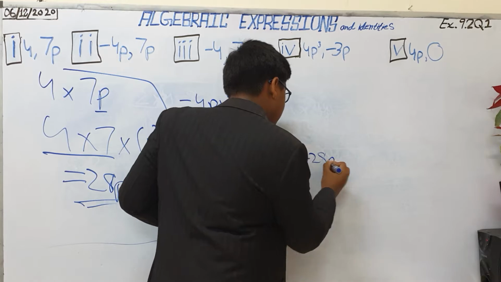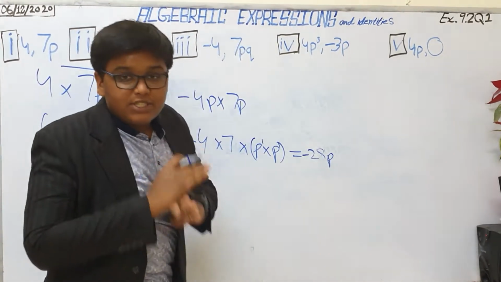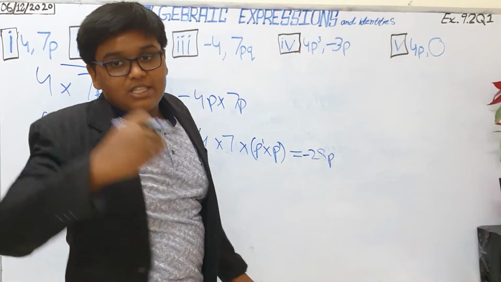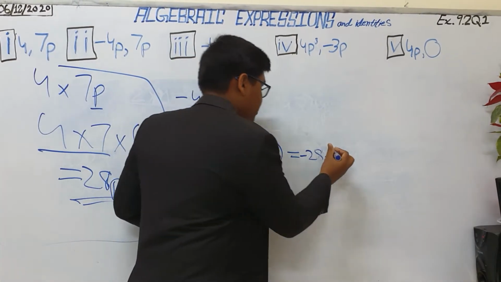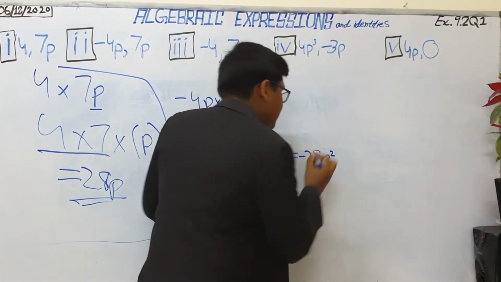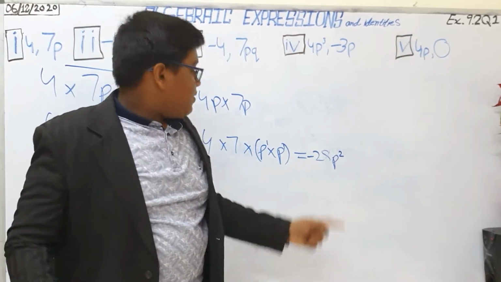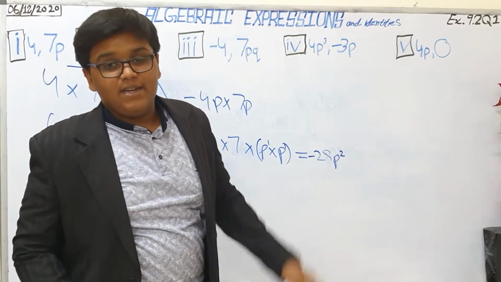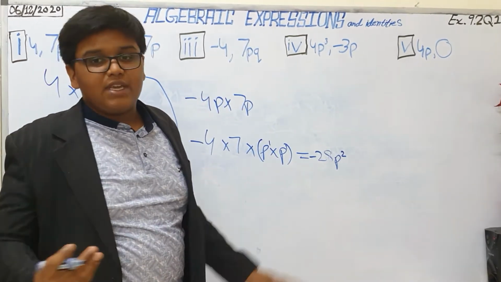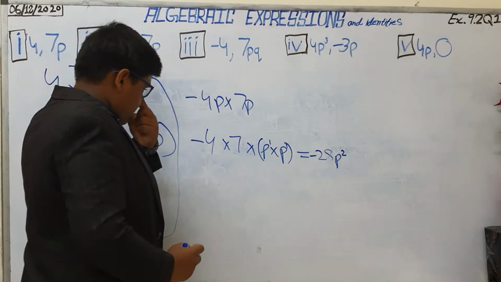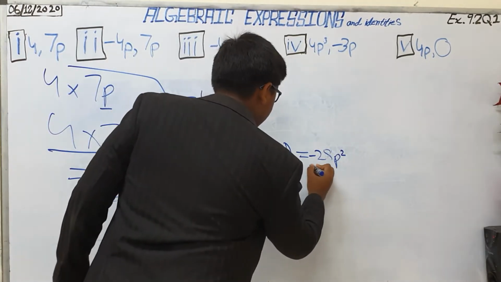We are going to write the variable as it is. We are not going to change the variable, but we are going to change the power. So 1 plus 1 is equal to 2. So p raised to 2, or as we know, p squared. The power 2, we can call it p squared. This is the answer of the second question.